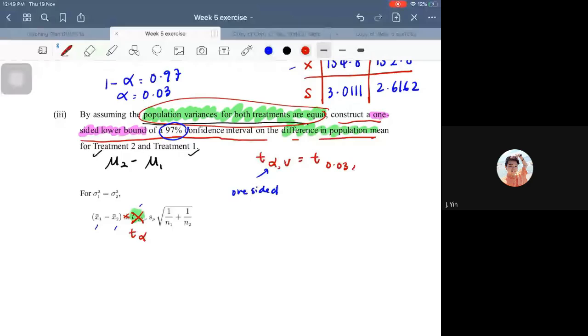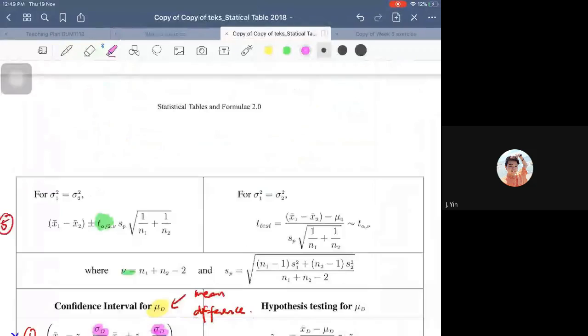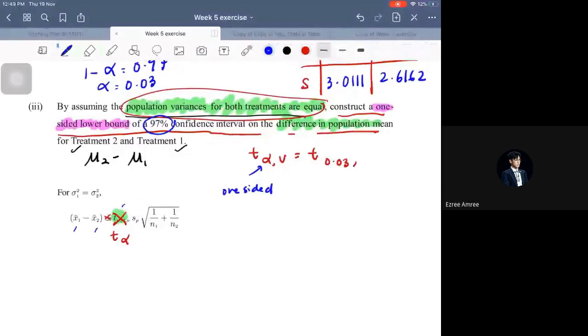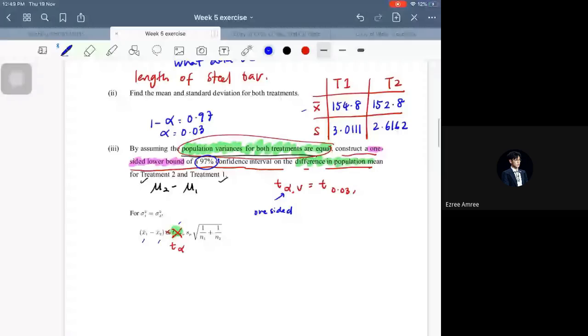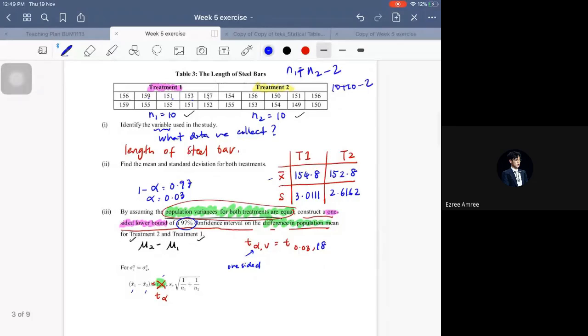So what is going to be our value of nu? According to the formula, the nu that we need to find is going to be N1 plus N2 minus 2. And of course, for this case, what is my nu value for this one? 18. So it's going to be 18, that's right, because my N1 is equal to 10. So that is going to equal 10 plus 10 minus 2, and that will give us a value of 18.